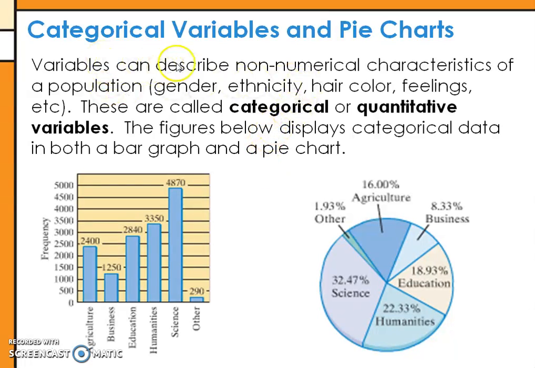And then variables can be non-numerical, so categorical or quantitative variables, and quantitative is numbers. So this one, they're showing agriculture, business, education, so they're categories. And then they say how often each of those categories shows up, or in a pie chart, here's different categories, what percent of the total are they? So categorical data doesn't have to be numerical. They're telling you how often a certain category shows up.